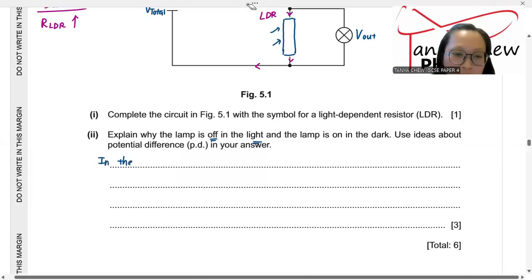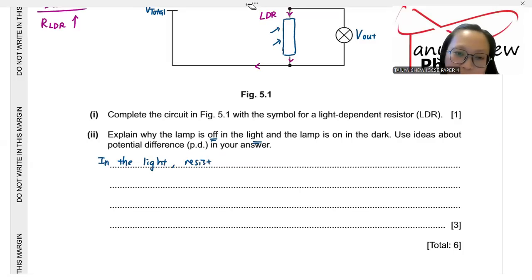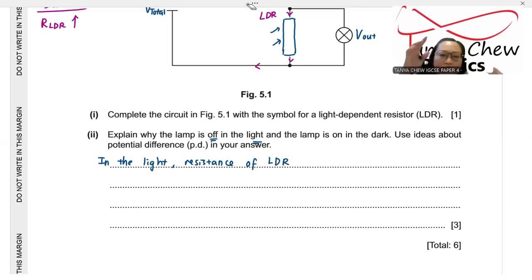In the light, this is how you're supposed to explain the resistance of LDR. If they have already given you the symbol of LDR, don't write the full sentence. Save your time. Just write LDR is low.